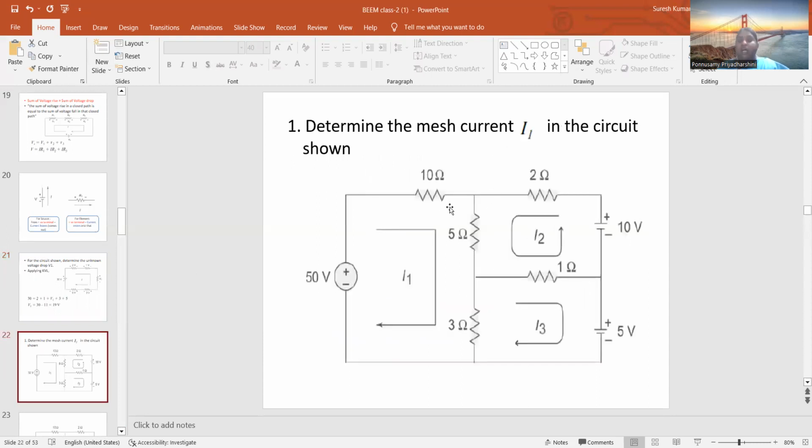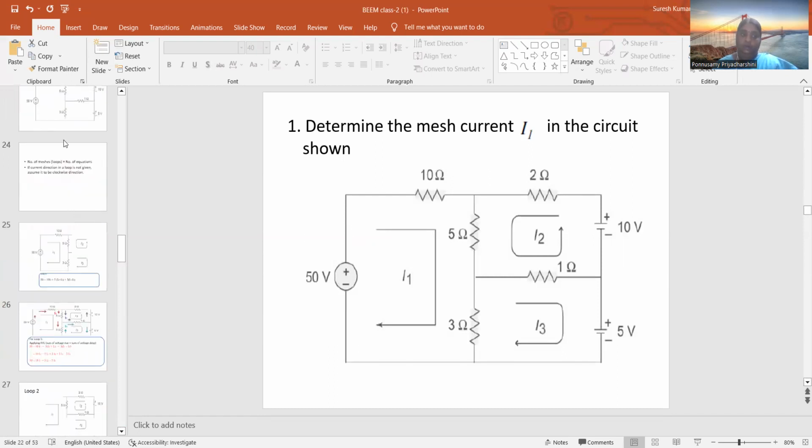The next topic is mesh analysis. KVL is used in mesh analysis. Here the question is: determine the mesh current I1 in the circuit shown. It is a 3-loop circuit, and the currents are labeled I1, I2, and I3.